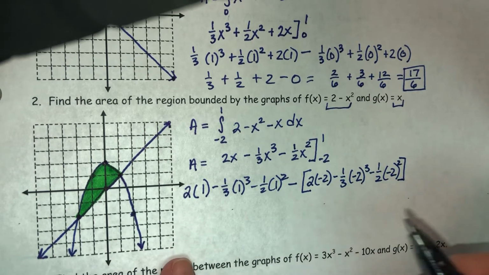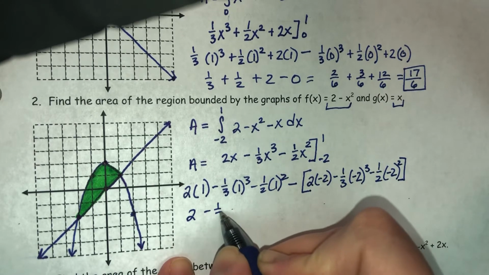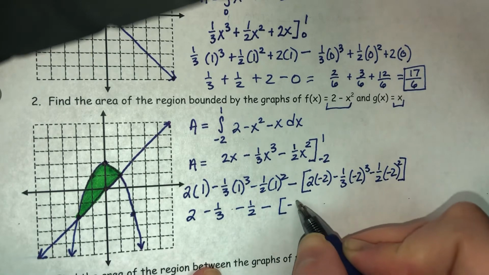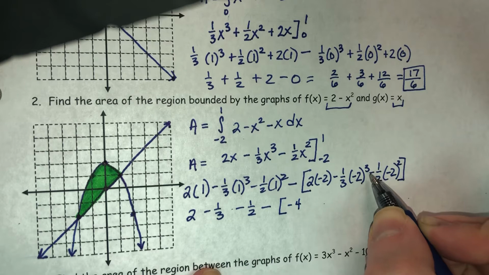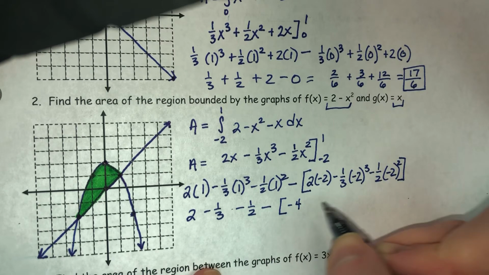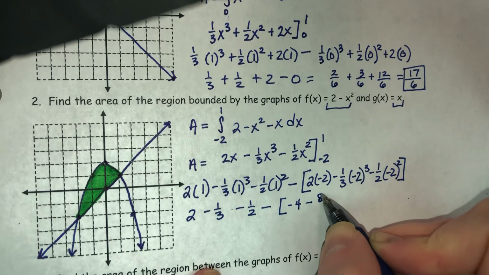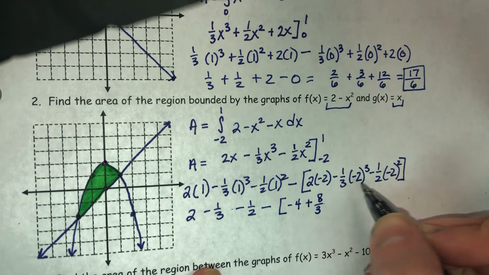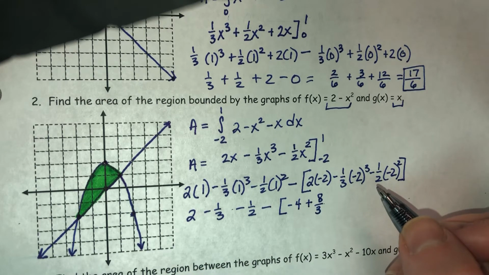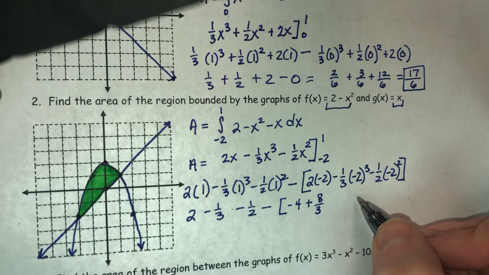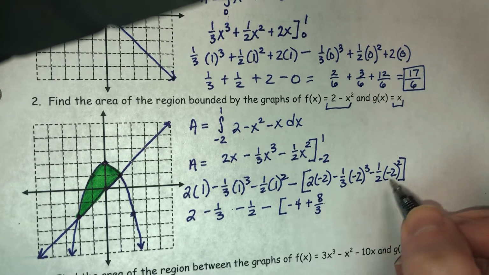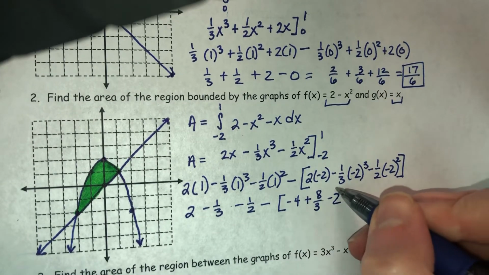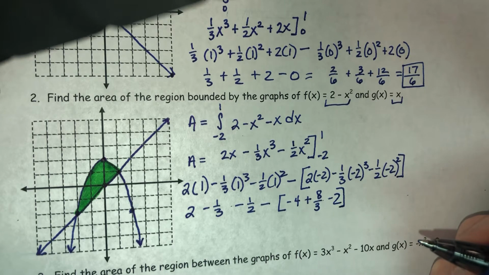And now we'll do some arithmetic. 2 minus 1/3 minus 1/2 minus, in parentheses, -4. This is -8/3. No, +8/3, because this is -1/3 times -2 cubed. And then we're going to have 4 times -1/2, which is -2.